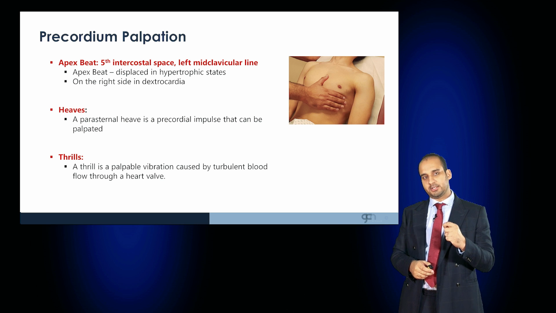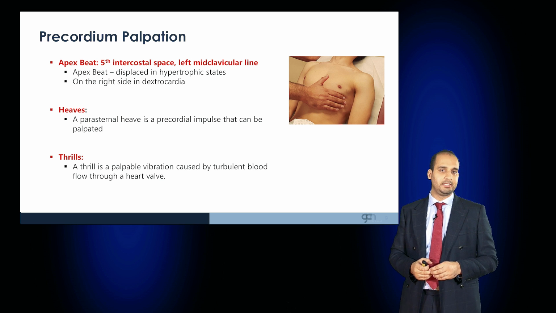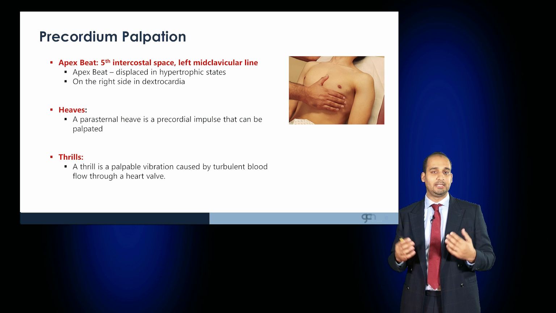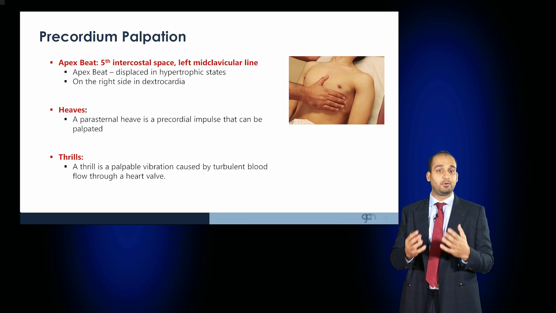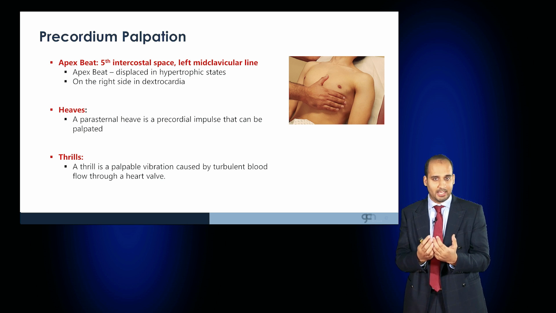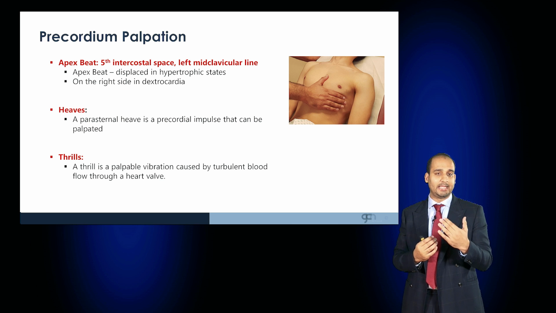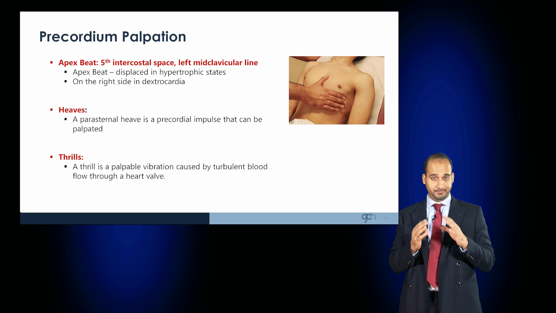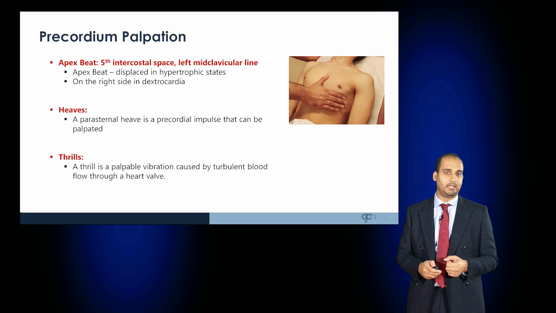Move on from inspection to palpation. Palpate the apex beat. The apex beat is usually found in the fifth intercostal space, left midclavicular line, and it can be displaced in hypertrophic states or on the right-hand side in conditions where you have dextrocardia. Heaves and thrills. A heave is a precordial impulse, so as a result of hypertrophy or increased cardiac muscle, you can feel the heart against your hand, and that's a heave. Whereas a thrill is a palpable murmur, so when you can feel the aberrant jet and the turbulent blood flow through the valve, that's known as a thrill.